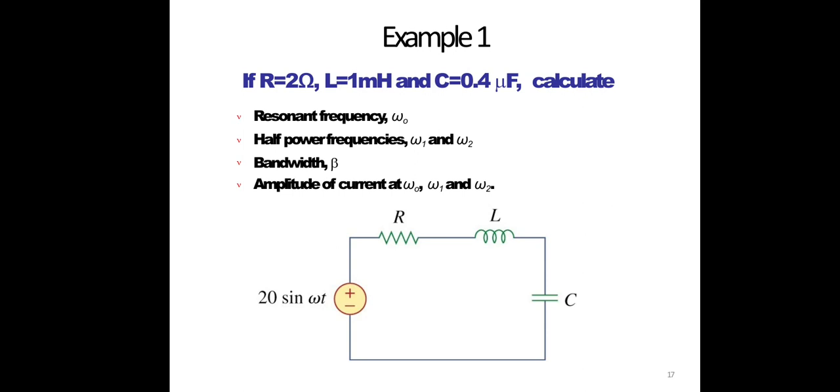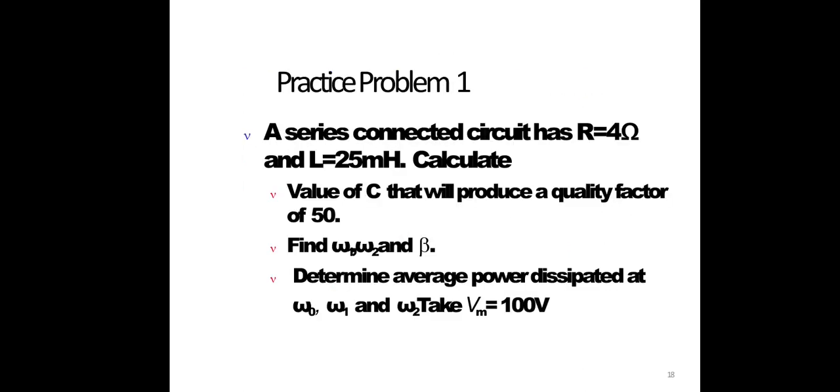Just take 20 sin omega t as the applied voltage, Vs or V. For the RLC circuit we already know this, so we just have to go through the formulas and apply them. A series circuit connected at 4 ohms and 25 millihenries, calculate the value of C. This is also one more practice problem.